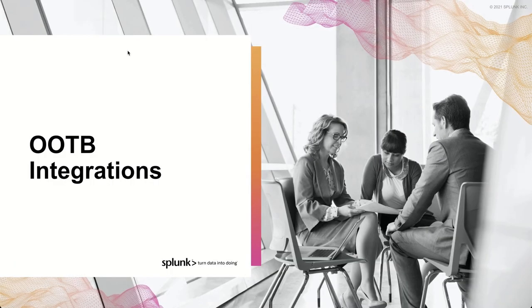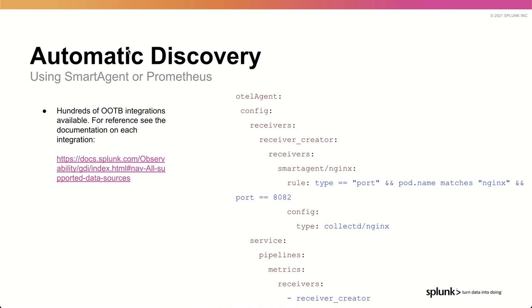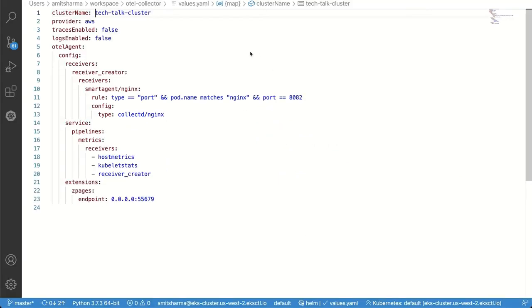Now let's go back to our slides. I also want to show you the out-of-the-box integrations. For example, here we are integrating with Nginx. To configure this, we will just mention the rule of a smart agent in Nginx. The rule is the port on which Nginx is sending these metrics, and the port name matches Nginx. And that's about it, right? Once we configure this, we can take a look at our values.yaml file.